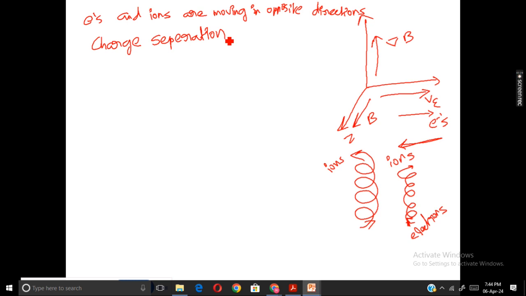The drift velocity for electrons is in the positive x direction, and in case of ions, the direction of drift velocity is in the negative x direction. That's why, since the electrons and ions move in opposite directions, there is a charge separation happening here, which was not present in case of a homogeneous magnetic field. So this is happening only in case of an inhomogeneous magnetic field. So the separation of the charges.